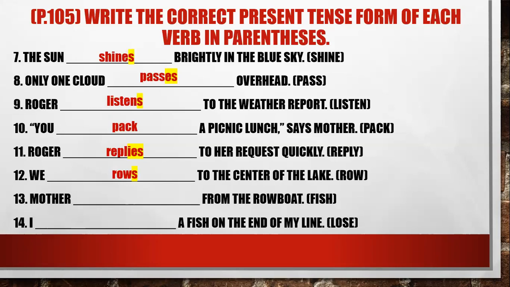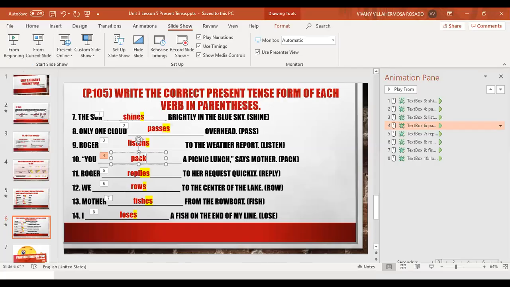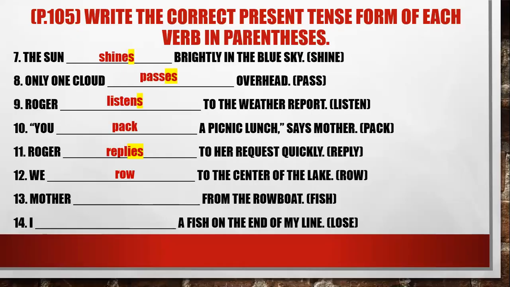So the same thing here. We row to the center of the lake. The verb stays in its base form because the subject is plural. Okay. Number 13, mother blank from the rowboat.